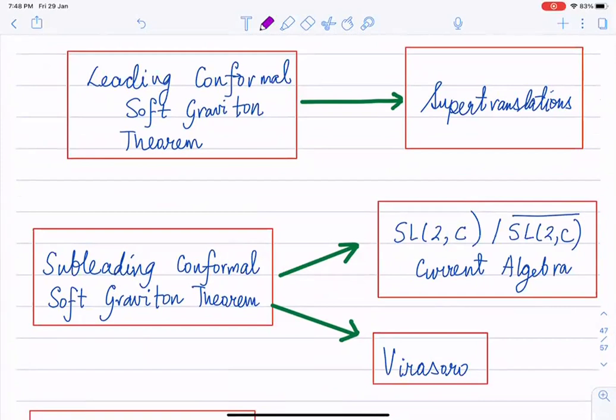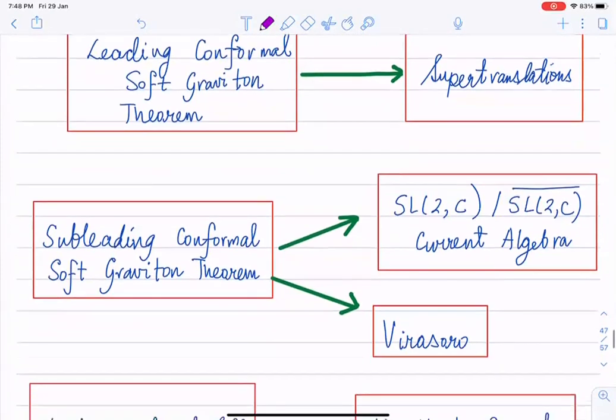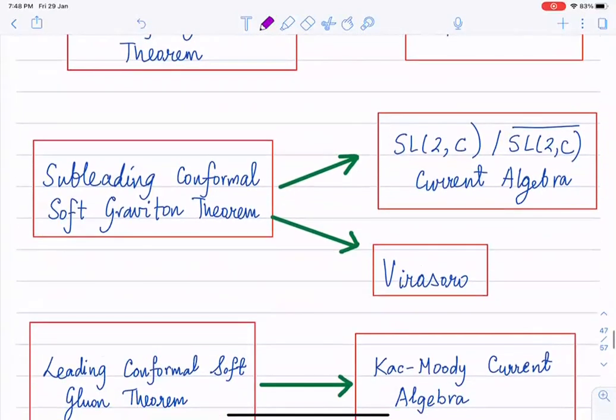And in this case, the distinction is due to whether you take a positive helicity graviton soft or a negative helicity graviton soft. But then, as we discussed, if you do a shadow transform of the subleading soft graviton operator, then what you can get from there are basically Virasoro Ward identities.